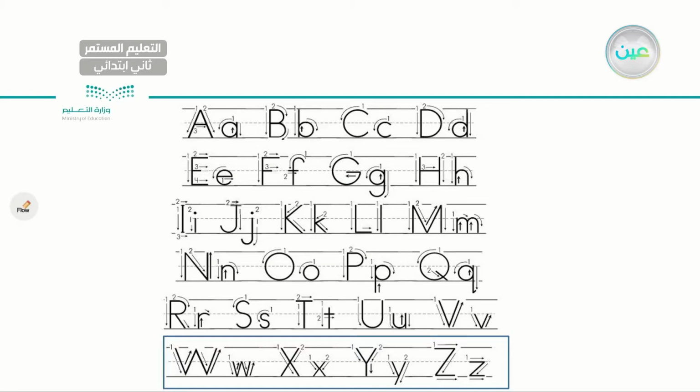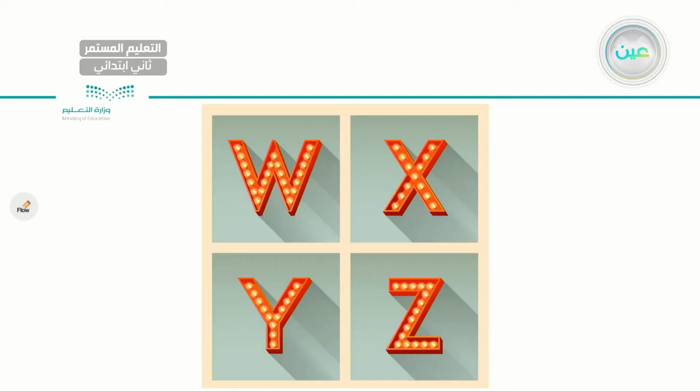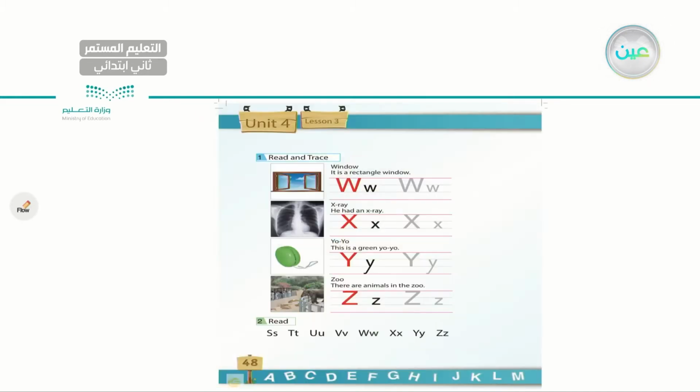Now let's take one letter at a time. So I have W, X, Y, and Z, as you can see here. Let's start with the first letter, letter W. You can find this in your books at page 48, lesson number 3. Let's read and trace. Window. It's a rectangle window. As you can see, I have capital W and small w. W, W, window. Very good.